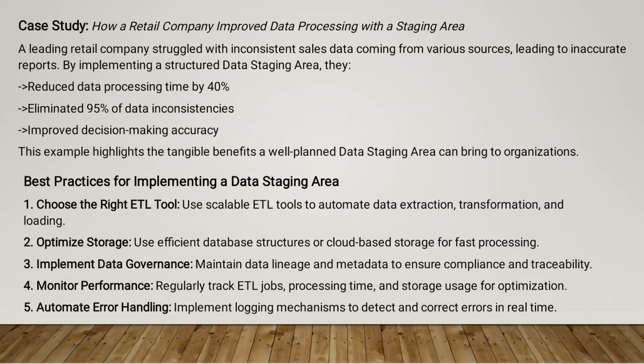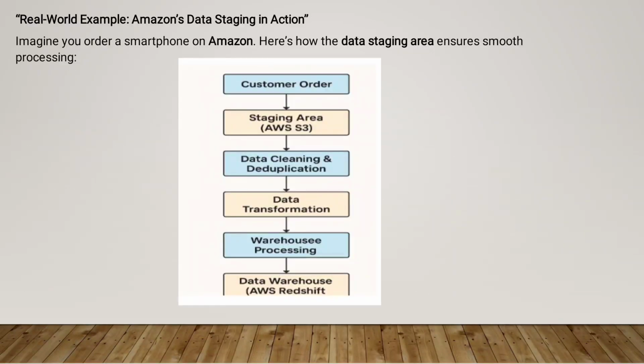Third one, implement data governance. Maintain data lineage and metadata to ensure compliance and traceability. Fourth one, monitor performance. Regularly track ETL jobs, processing time, and storage usage for optimization. And the fifth one, automate error handling. Implement logging mechanisms to detect and correct errors in real time.